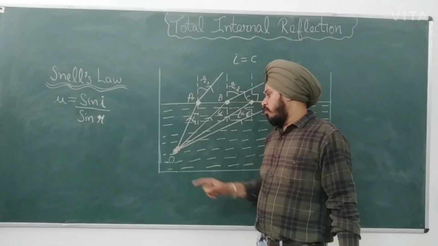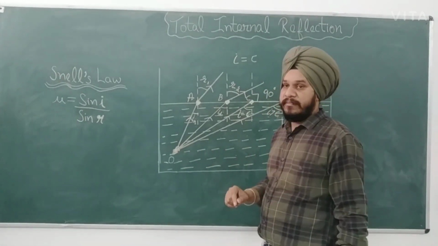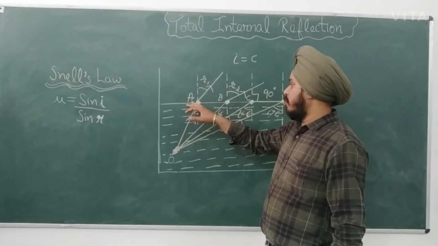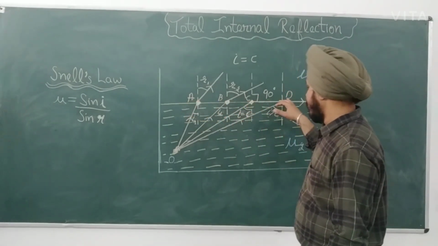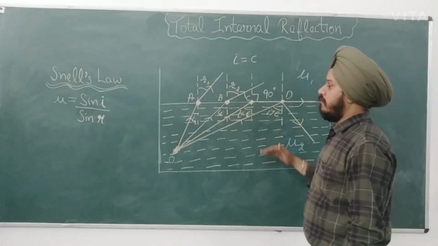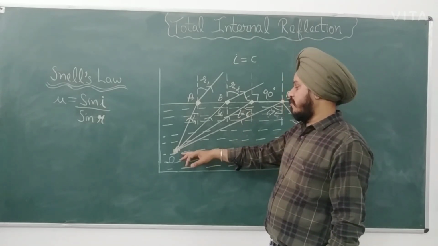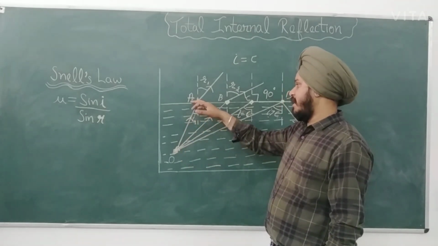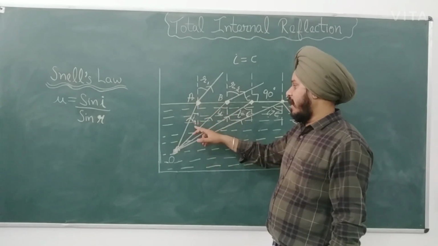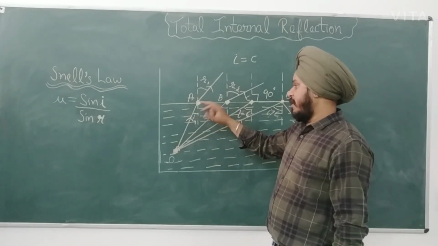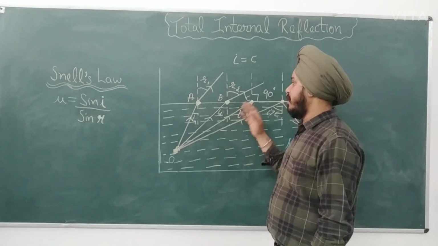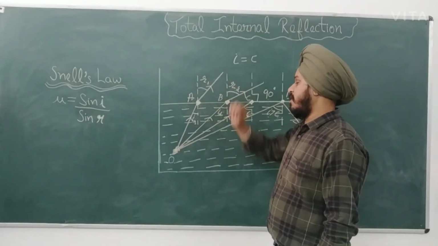The object O is placed in the denser medium and I have considered 4 points A, B, C and D at the interface of the water and air. The light coming from the object O is incident at a point A at angle I1. At point A, the light is refracted in the rarer medium at angle R1.